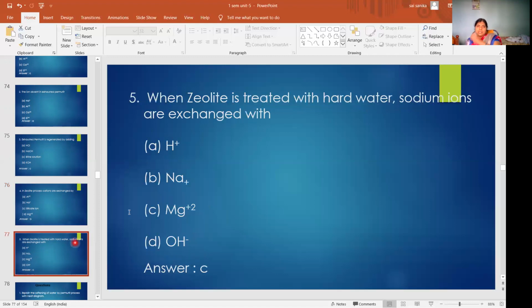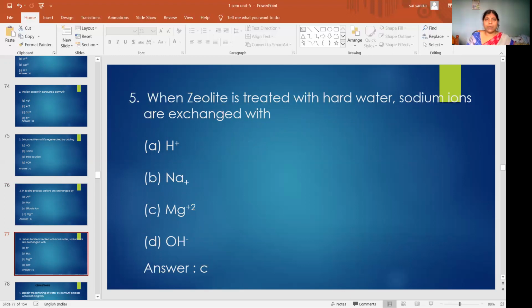And in the below question, what is being asked? When zeolite is treated with hard water, sodium ions are exchanged with what? Okay? When zeolite is treated with hard water, sodium ions are exchanged with what ions? A, H plus ions, B, Na plus ions, C, Mg plus 2 ions, D, OH minus ions.